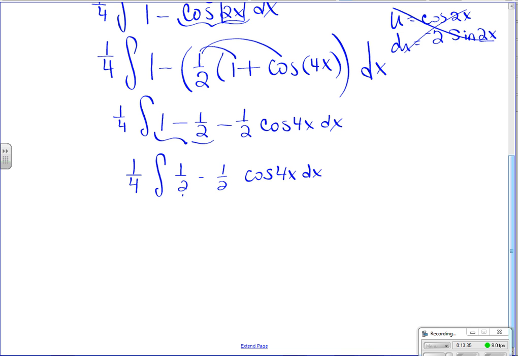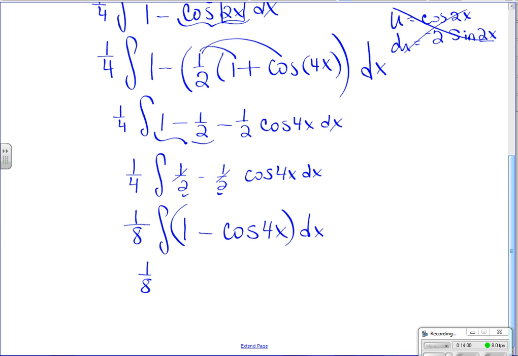And you know what, I'm seeing these as being a common factor. Let's pull that 1/2 out front, and that's going to make 1/2 times 1/4, producing 1/8. Okay, so I have 1/8 the integral of 1 minus, remember these halves came out, so I'm at 1 minus cosine 4x dx. Now, this is something I can handle.